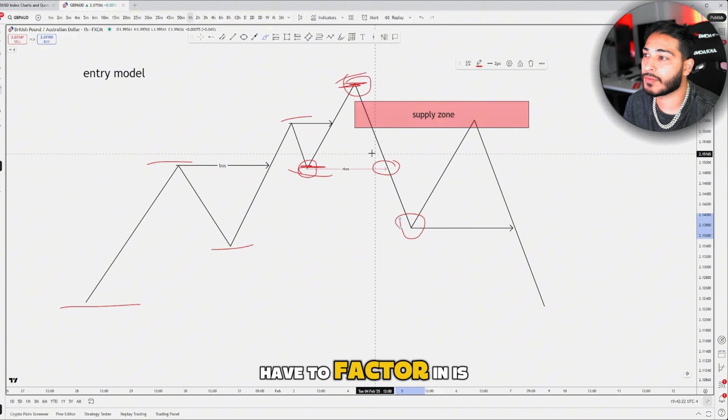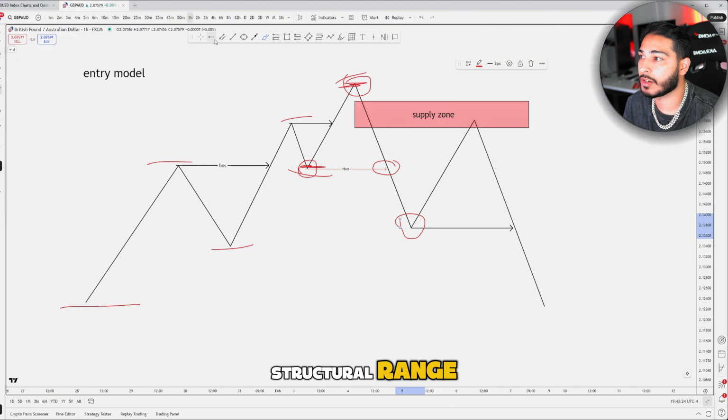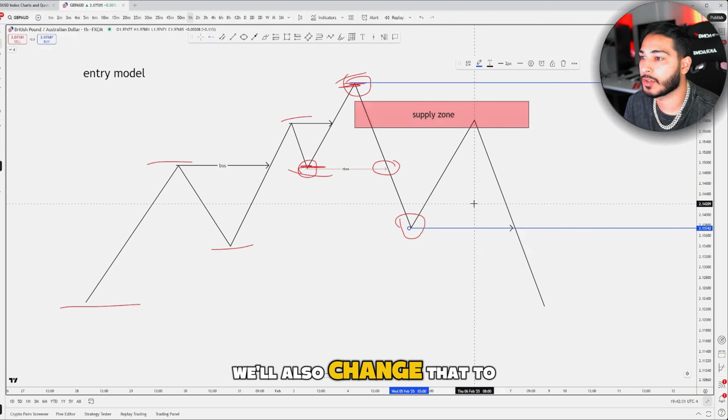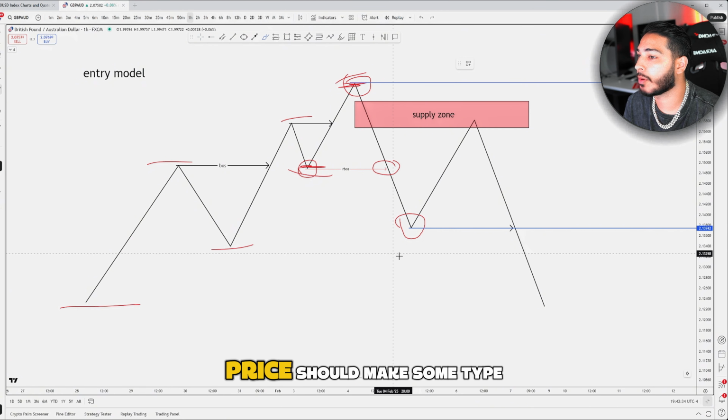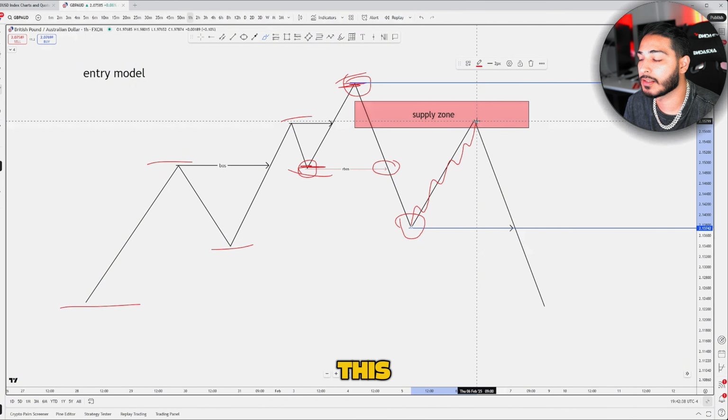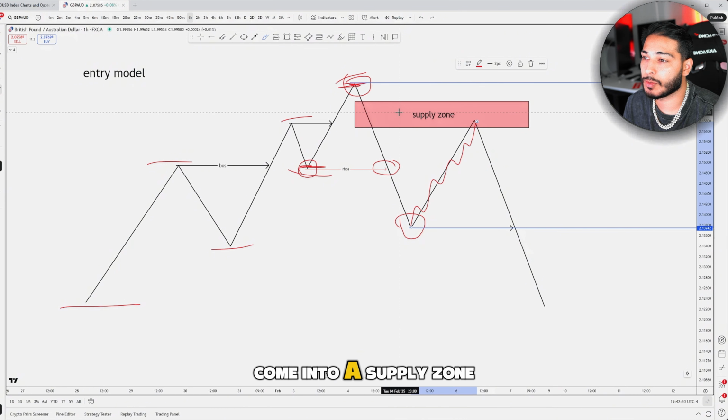So now what you have to factor in is you're trading in a new structural range. You're trading from this swing high, and we'll change the color to blue, to this swing low. We'll also change that to blue. Now, what should happen is price should make some type of correction. It should make some type of pullback, just like this. In this case, it might come into a supply zone.